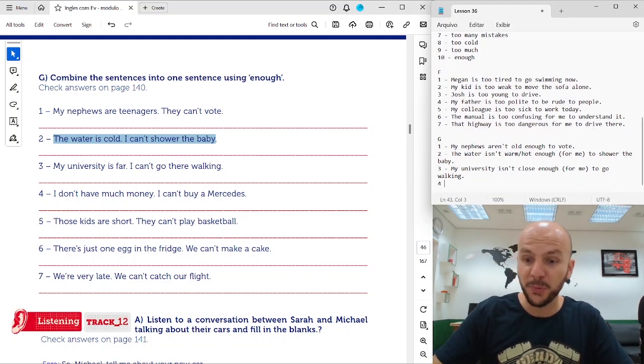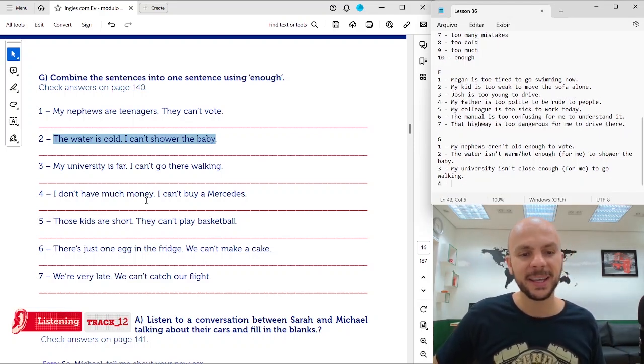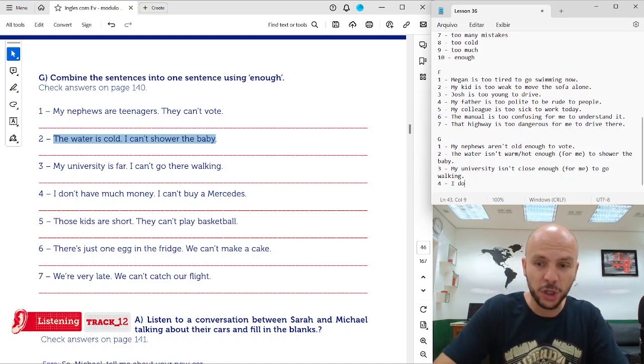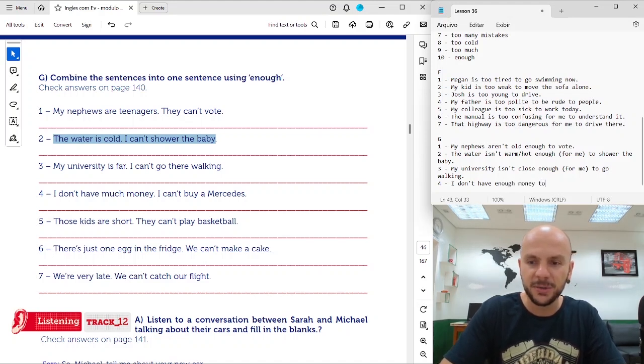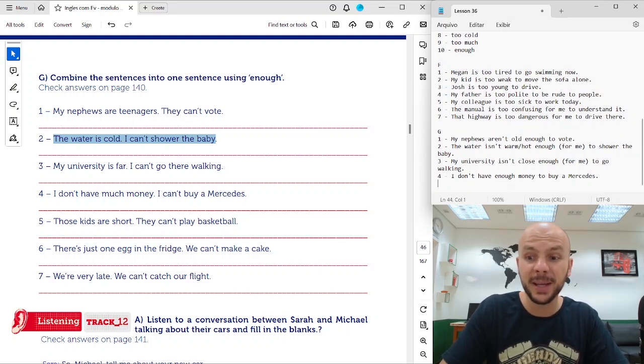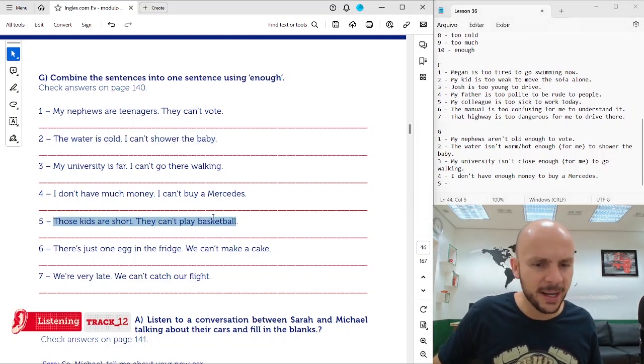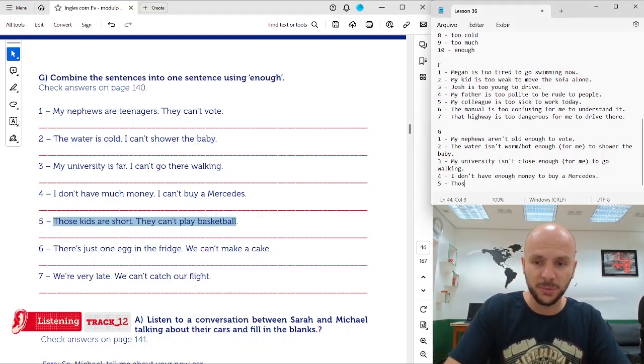All right? 4. I don't have much money. I can't buy a Mercedes. I don't have enough money to buy a Mercedes. 5. Those kids are short. They can't play basketball. Those kids aren't tall enough to play basketball. Okay.